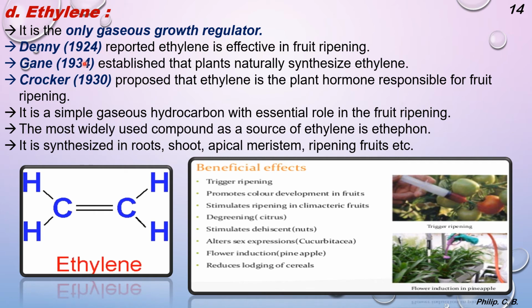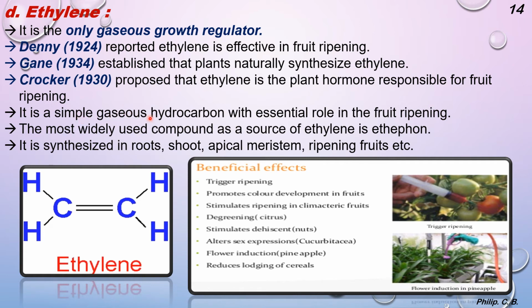So you can see various scientists giving various functions of ethylene. One by Denny, that is effective in fruit ripening. Gane, plants which produce or synthesize ethylene naturally. Crocker, plant hormone responsible for fruit ripening.